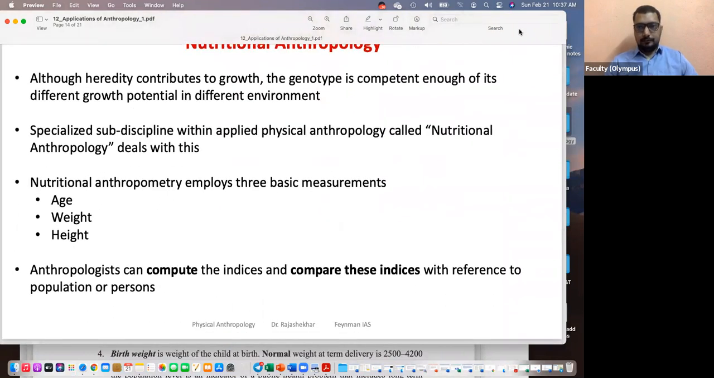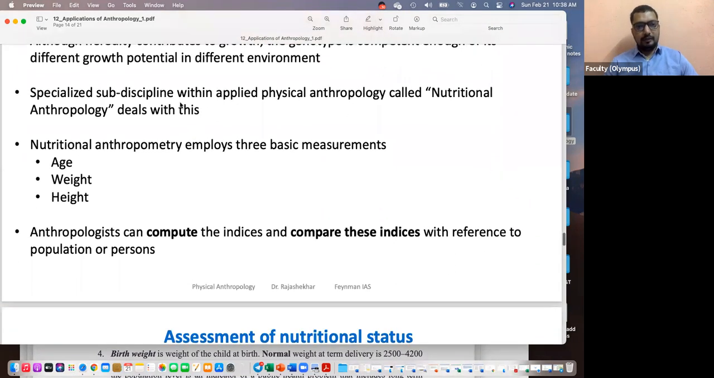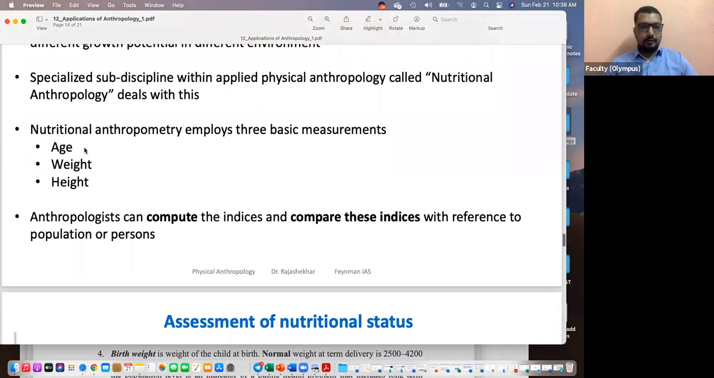Okay, so we're talking about nutritional anthropology being a specific discipline related to nutrition. Anthropometry focuses on three components, the measurements we take: age, weight, and height. For a given age, what should be the height, what should be the weight. So what anthropologists can do is compute the various indices and compare the indices with respect to references.